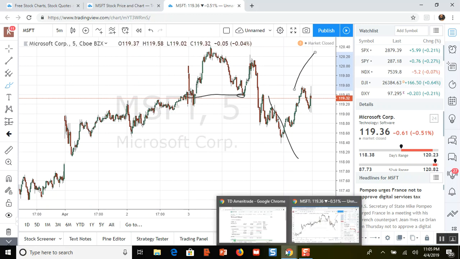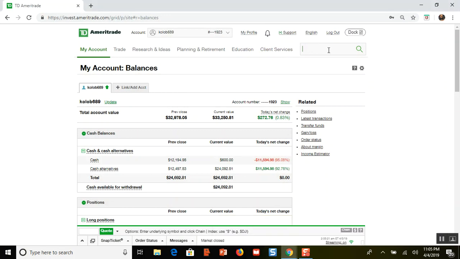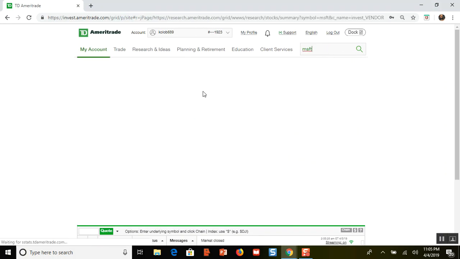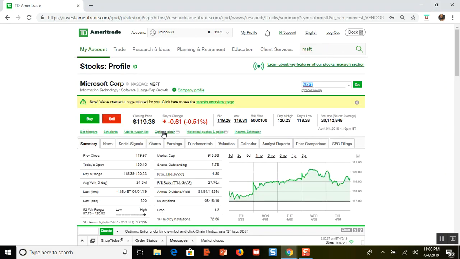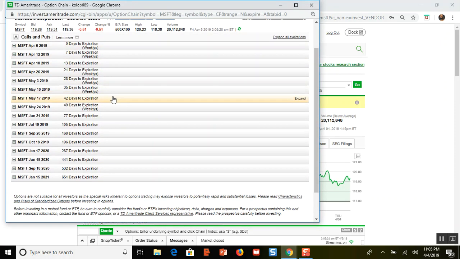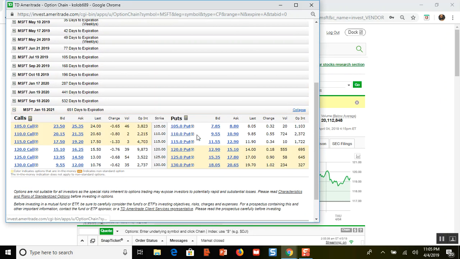And actually, I'll leave you with one more thought here, and let's go to the option chain. If you're going to do spreads, you want to buy calls and puts that expire in like a year or 2 years. Why is that? Okay, I'll show you why. Because if we look at calls and puts that expire in 651 days, and let's just look at the 110 put. There you go right there, $110 put.